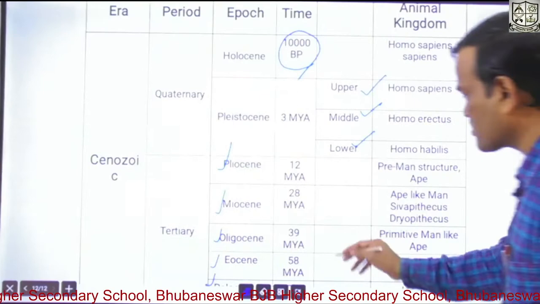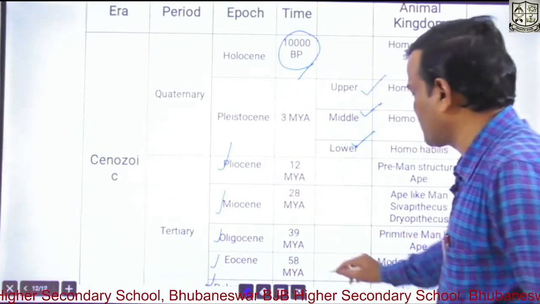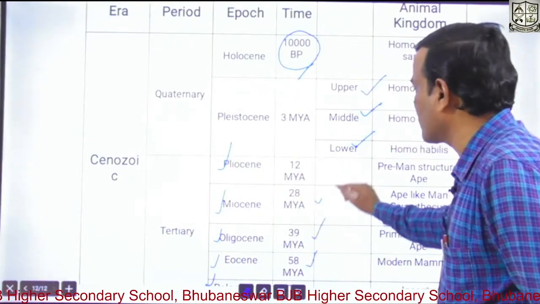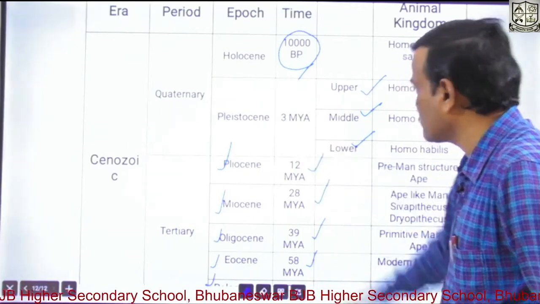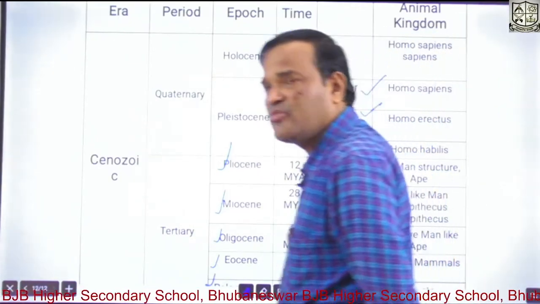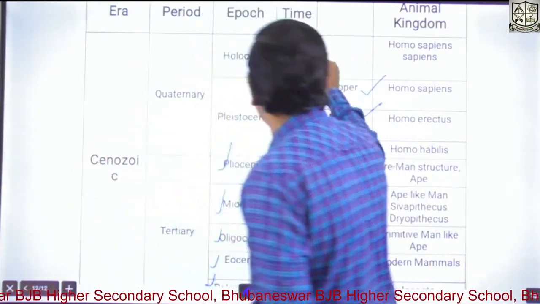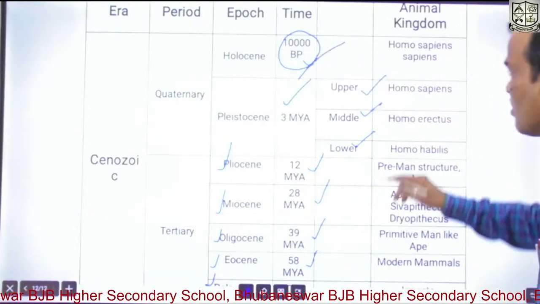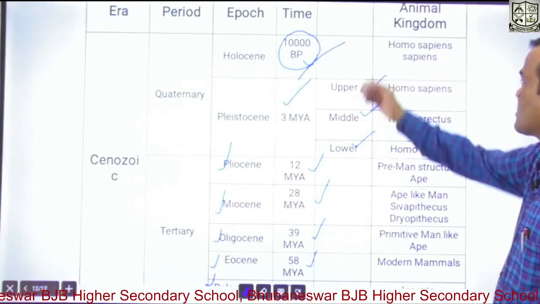So the Paleocene, Eocene, Oligocene, Miocene, Pliocene are approximately 58, 39, 28, 12 million years ago. The Pleistocene is approximately 3 million years ago. The Holocene is 10,000 BP. Okay. So the Quaternary is the lower Pleistocene, middle Pleistocene and upper Pleistocene.